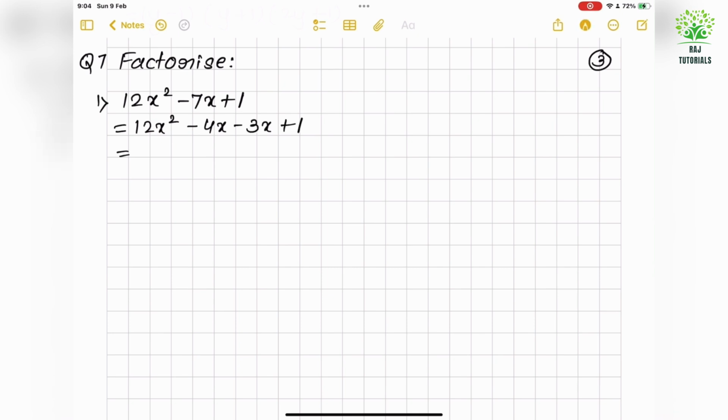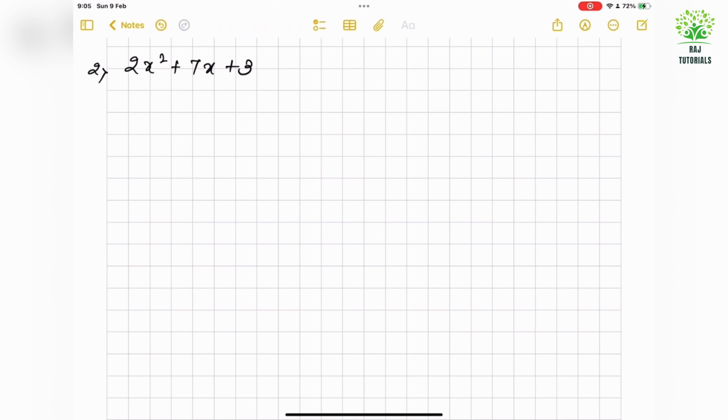So from the first two I am taking 4x common, so 3x minus 1. From the second two I am taking minus 1 common, so 3x minus 1. So this becomes 4x minus 1 into 3x minus 1.